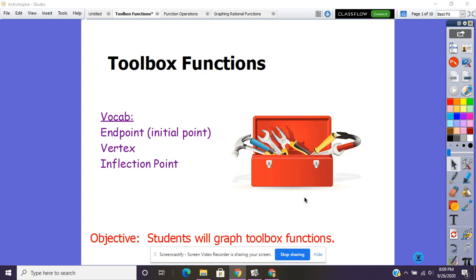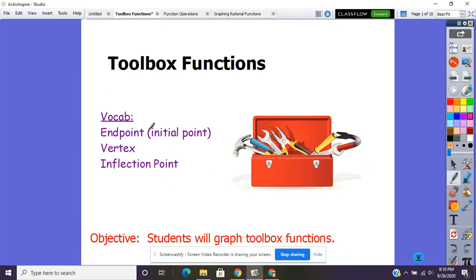All right, so we're going to talk about the toolbox functions here. These are kind of your most basic functions, also known as our parent functions, and then we will transform them using various techniques here. Some vocab that we need to know, though, is endpoint or initial point, vertex, and inflection point. These are based on whatever kind of graph we have.